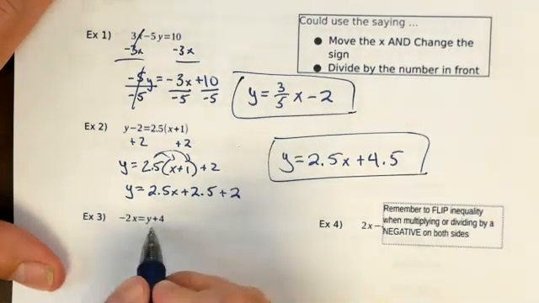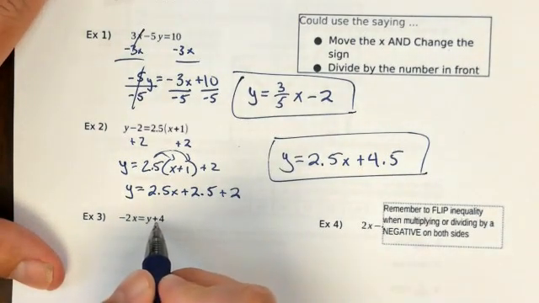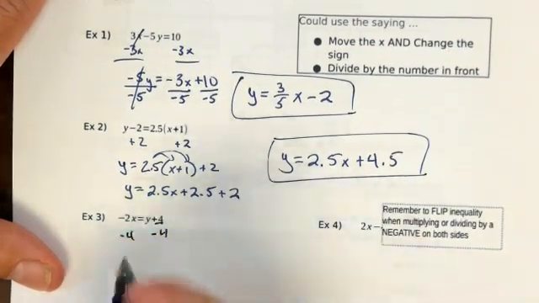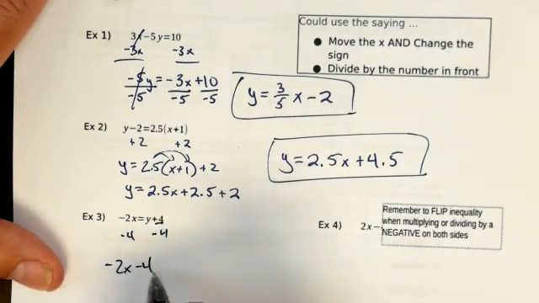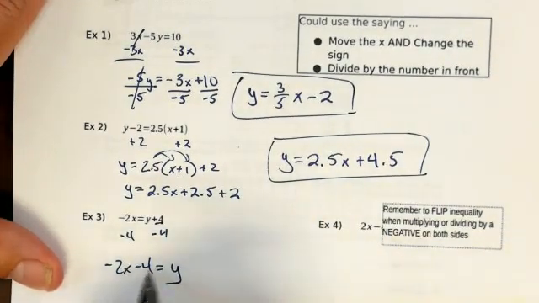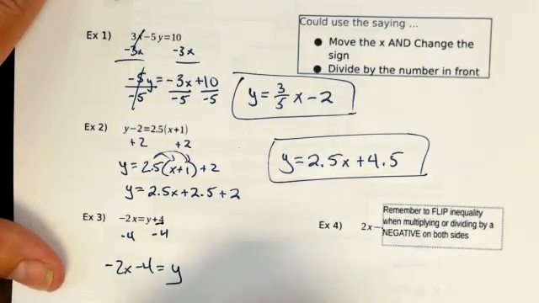All right. Kind of the same thing here. I'm trying to solve for y, so I need to get rid of anything that's over here with it. That's plus 4. So we're going to subtract 4. This I can't do anything with. I know I have a bunch of negatives and we don't like that, but I can't do anything with it. So that is my answer.